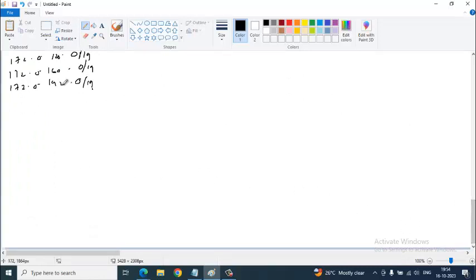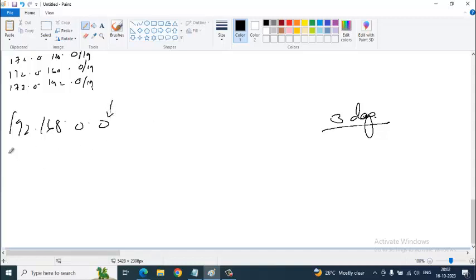Are you ready for the next one? Yes. 192.168.0.0 and the number of departments is 3 departments. Okay. So 3 departments. If that is the case, then you would have taken 2 bits from this octet.